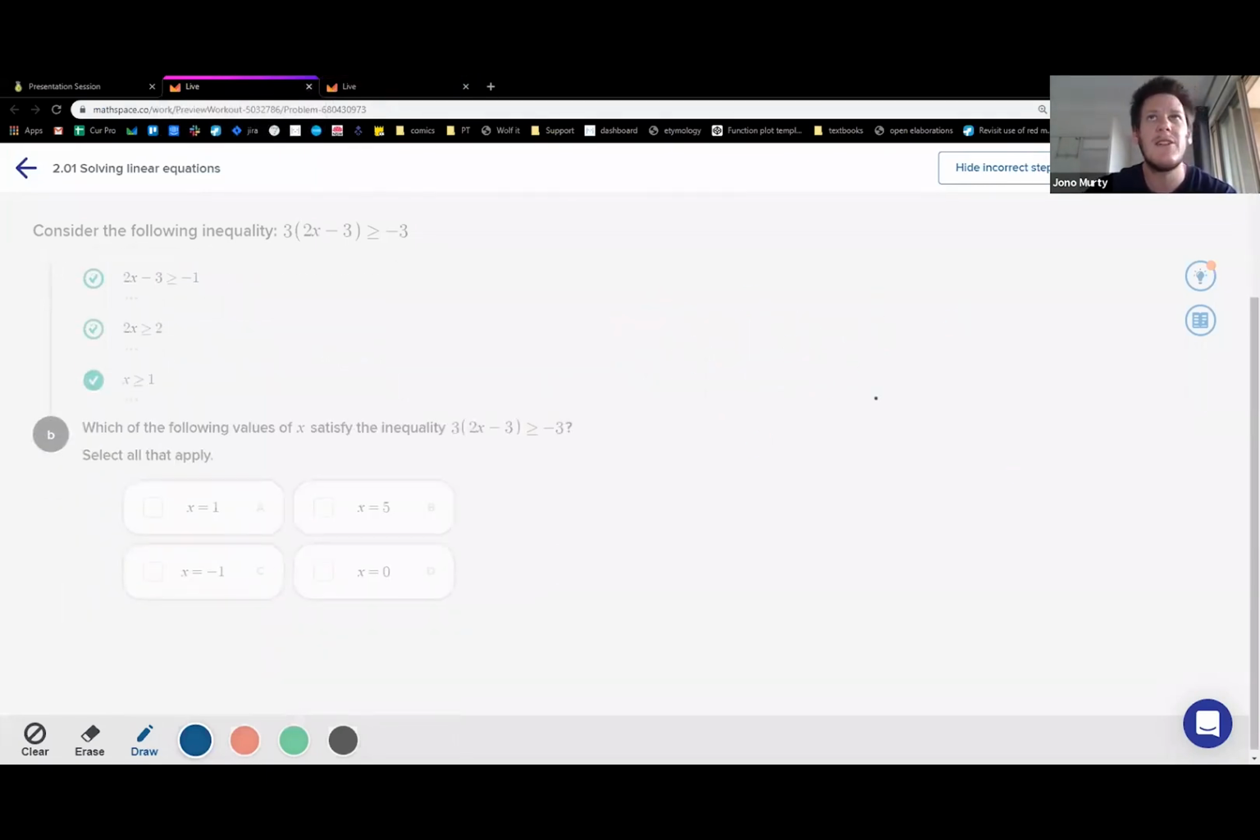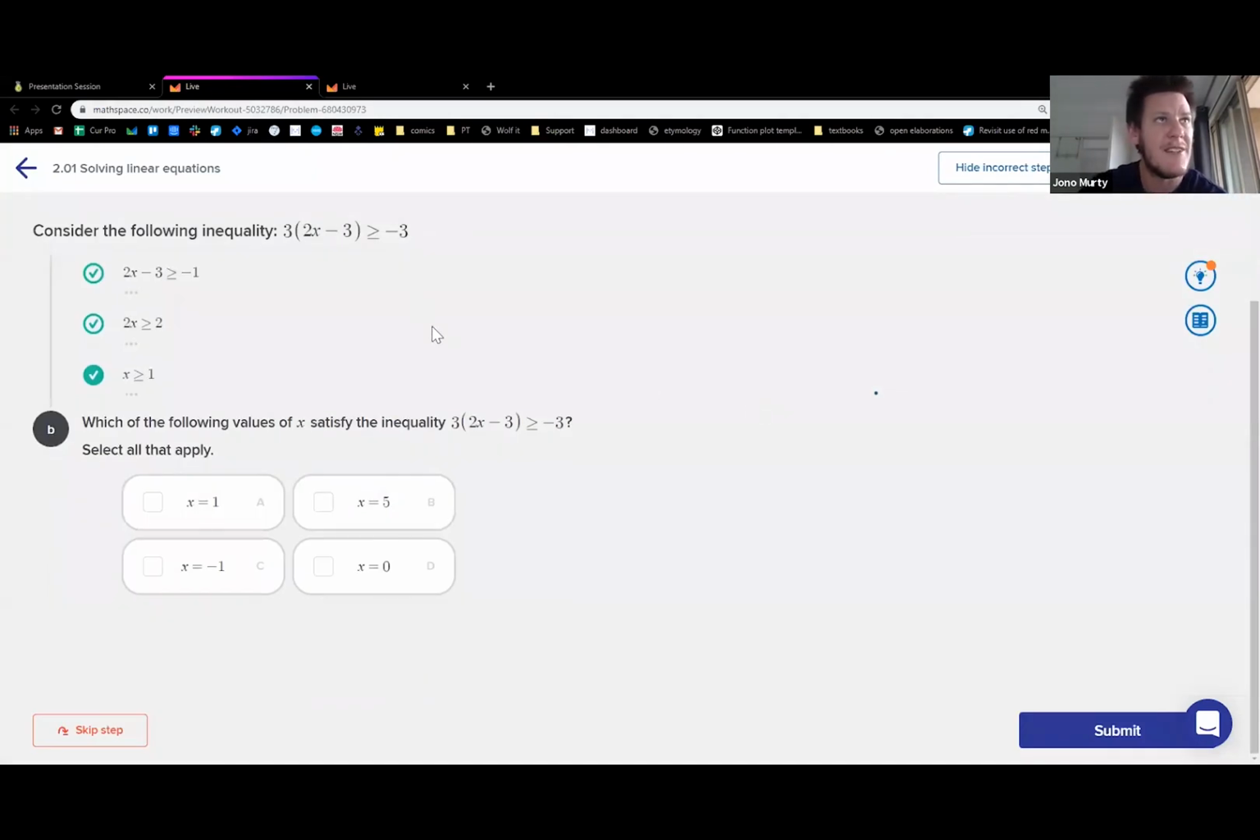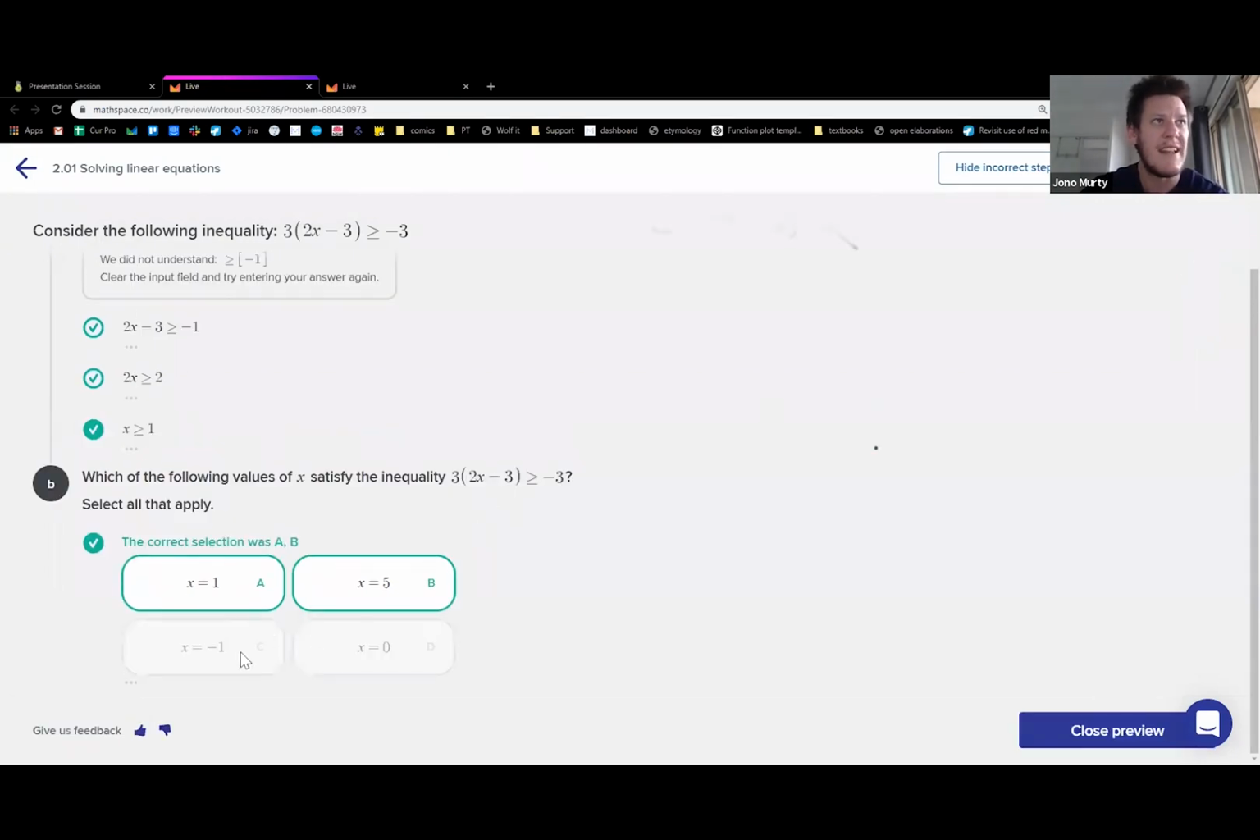All right, let's just quickly look at the second part. Which of the following values of x satisfies the inequality? So x has to be greater than or equal to 1. So I know x equals 1 is a possibility, and x equals 5 is a possibility. Anything less than 1 won't get the correct solution.